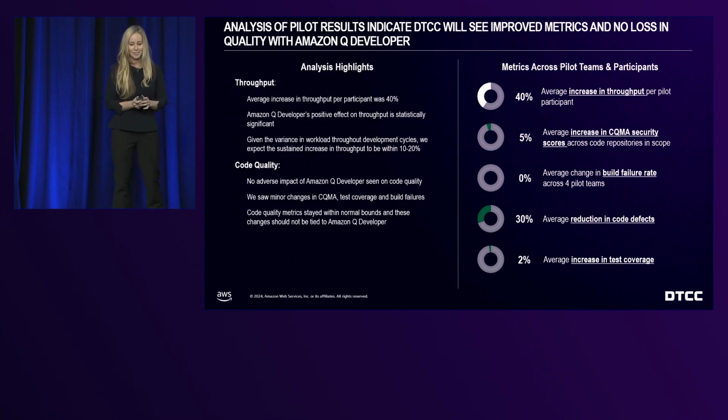So TLDR, the pilot was highly successful. It was really exciting for us. It was really exciting for the developer teams. Essentially, we saw an average of 40% increase in throughput per participant. So what does this mean? Something that took developers 10 hours to do now takes 6 hours to do. We saw an increase in code quality and maturity assessment across the code repositories in scope. Build failure rate and test coverage remained stable. And finally, we saw an average of 30% reduction in code defects. So how did we measure this?